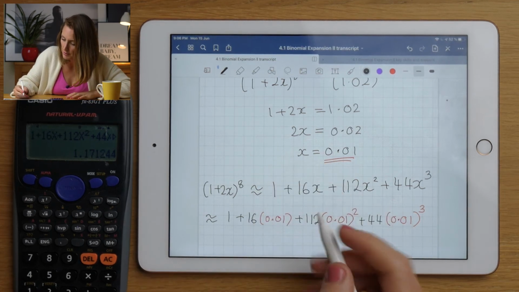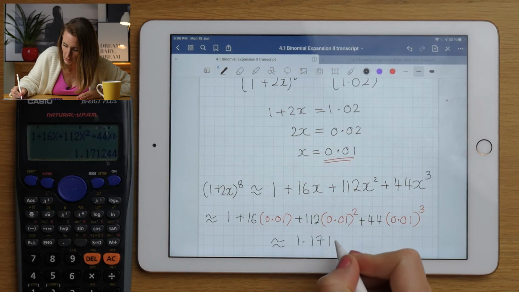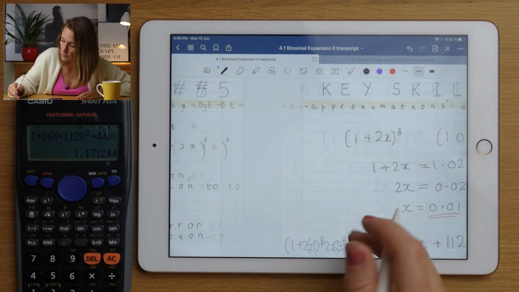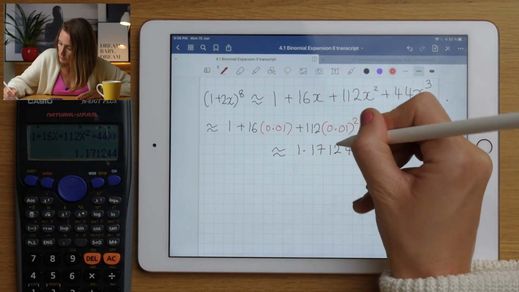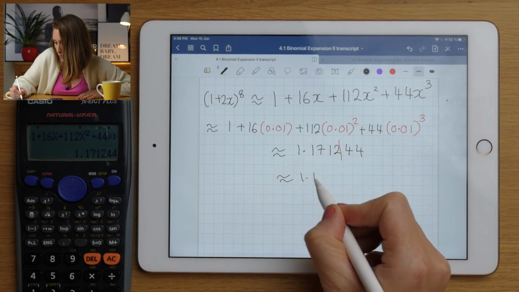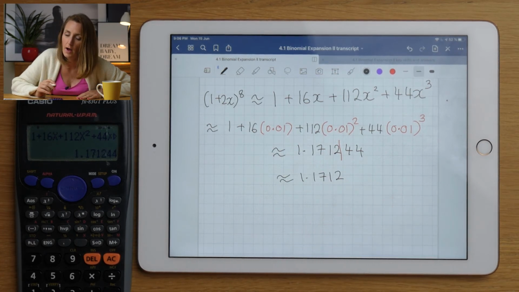So this gives me an approximation, which is 1.171244. I've been asked for a degree of accuracy that's 4 decimal places. So 1, 2, 3, 4, I would put a line there. So my approximation is going to be 1.1712. Now, I wonder how accurate that is.